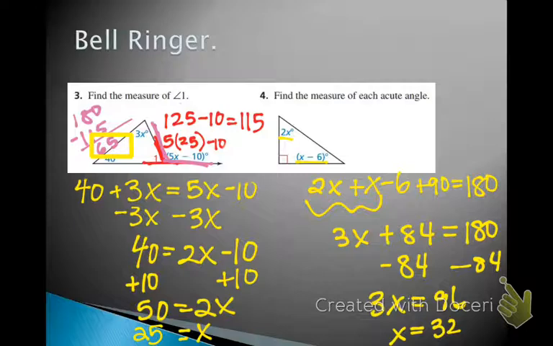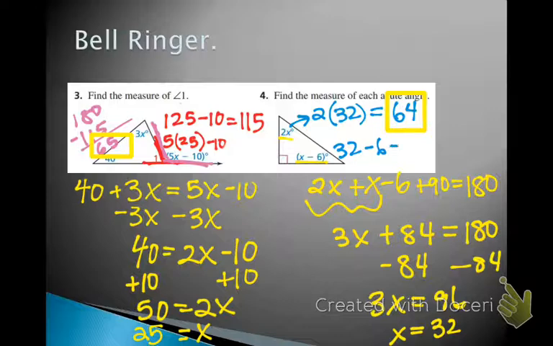Did I find what I'm looking for? No, I just found x. All right, I need to plug it back in. So I'll have 2 times 32. What's 2 times 32? 64, it's one of my answers. And then plug it in, 32 minus 6, which is 26.